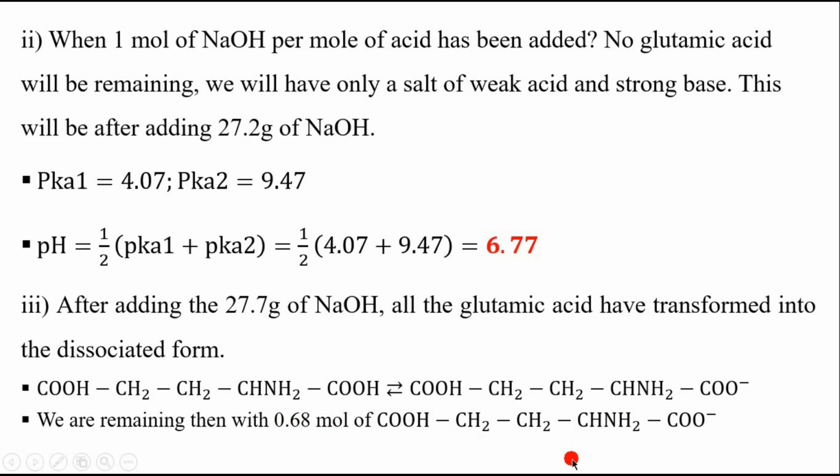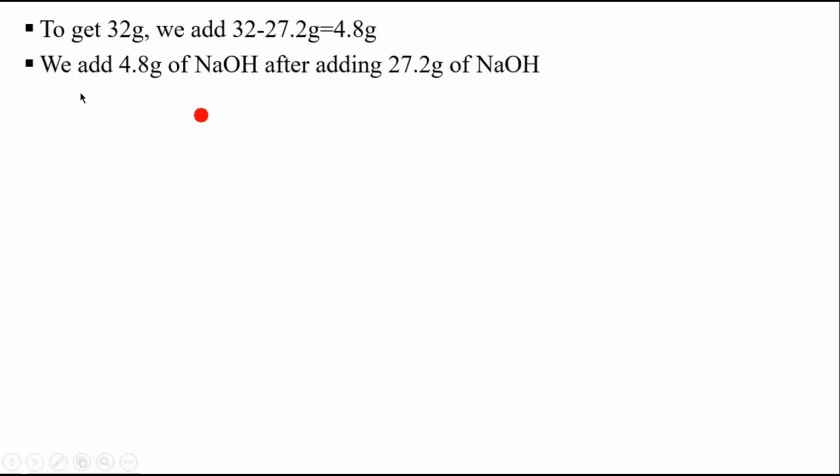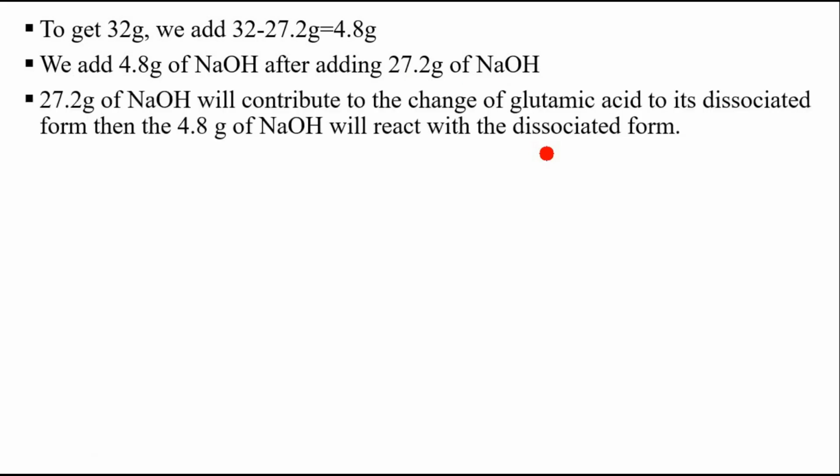To get 32, we need to add 4.8 grams more. That means the 27.2 grams change the glutamic acid to its first dissociated form. Then we can add an extra 4.8 grams of sodium hydroxide after adding this one. So the 27.2 grams of sodium hydroxide will contribute to the change of glutamic acid to its dissociated form. Then this extra one will react with the dissociated form.